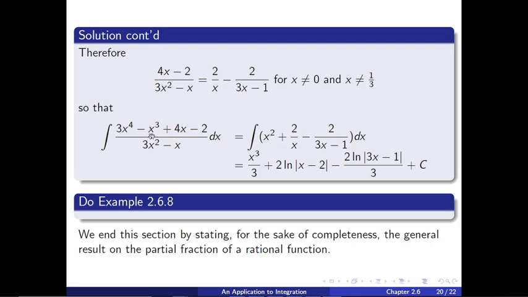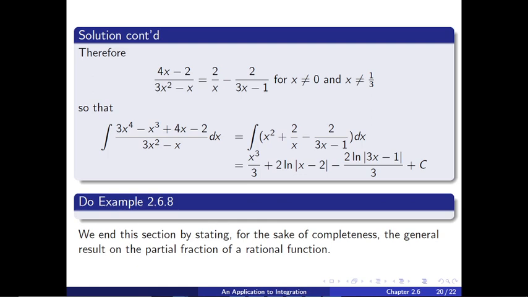And so therefore this integral becomes x squared, don't forget the x squared that we got in the first place, plus these two rational functions, and then we can easily integrate this, right? So this is one example. You can do example 2.6.8 in the textbook for more illustration of this idea.